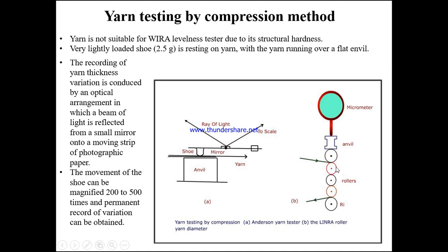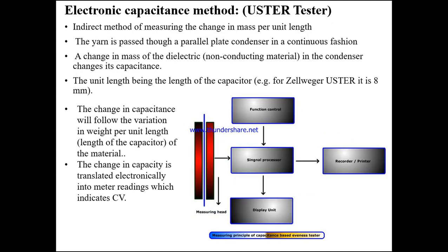When there is evenness in the yarn, there is no thickness variation of the yarn, then the anvil which is resting over the top roller does not have any deflection, so the micrometer will not detect any deflection, there is no variation. But as soon as there is a variation in the yarn, a small variation in the yarn diameter will cause deflection to the anvil. So the anvil has some vertical movement, and that very small vertical movement will be detected by the micrometer, and that will be the variation in the diameter of the yarn.